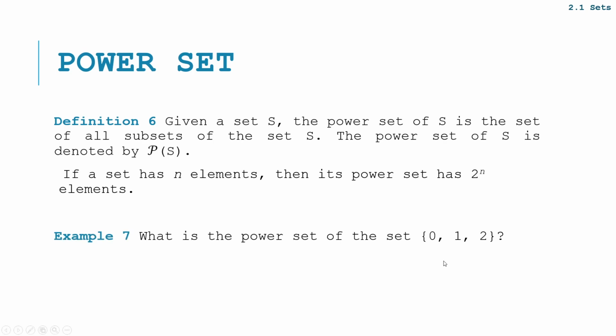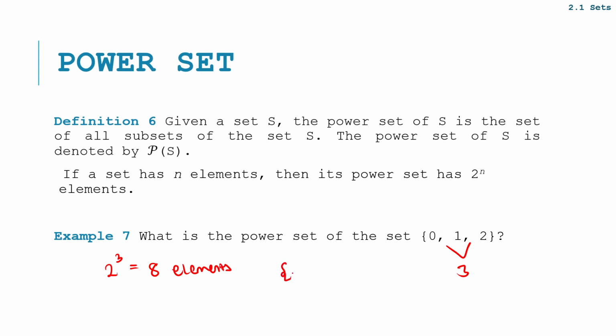What is the power set of the set {0, 1, 2}? For us to know how many elements we have here, we have to identify how many elements we have in the original set. We have 3 elements, right? So 2 raised to 3 would give us 8. So we are expected to have 8 elements in our power set, or basically 8 subsets, because again, the elements of a power set are the subsets of our set. Now, what are the subsets of {0, 1, 2}?